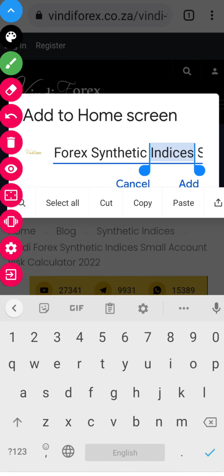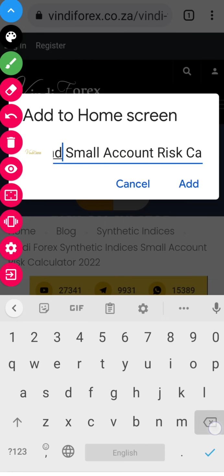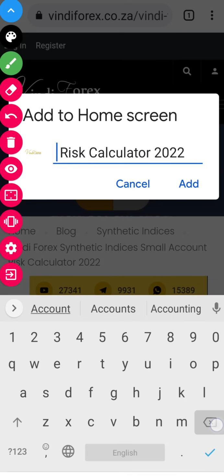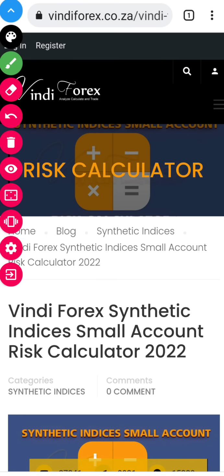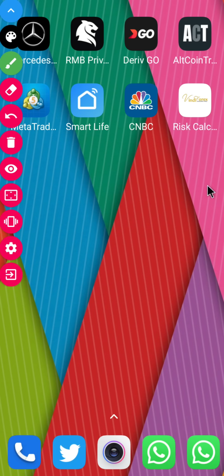You can change this Vindi Forex Shandis to whatever you want to write there, or risk calculator. At least it's going to create a shortcut, just like on your computer, where you have a shortcut on your desktop, right? So if I go to the home screen, you can see now I have this Vindi Forex Shandis right there. You can simply click on it, and then we're good to go.